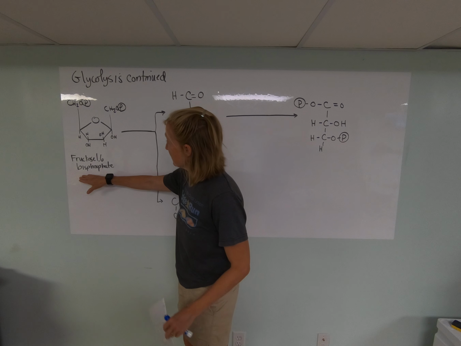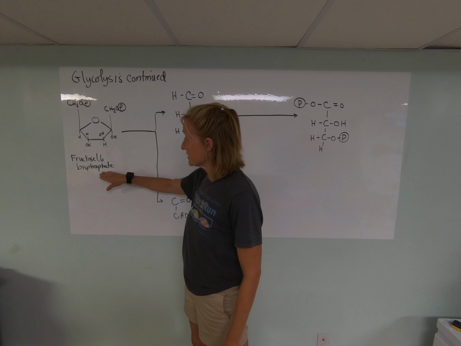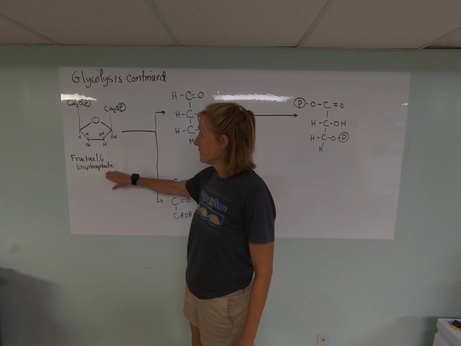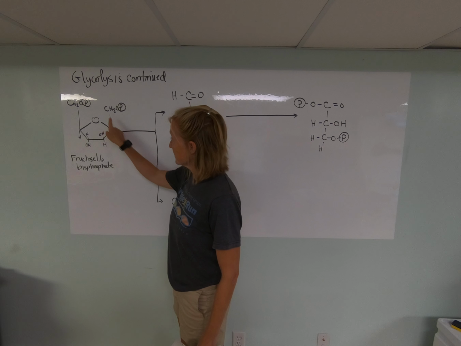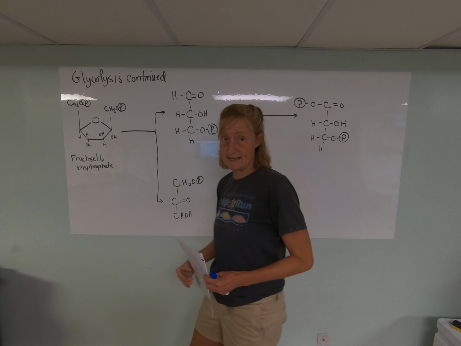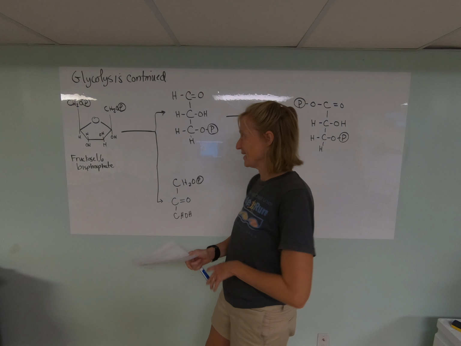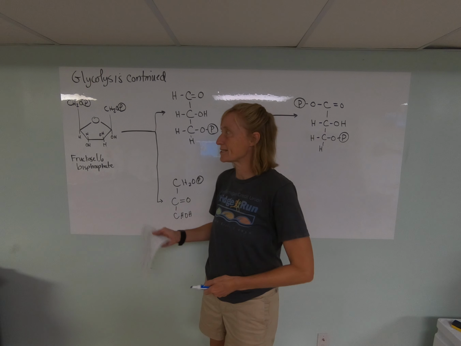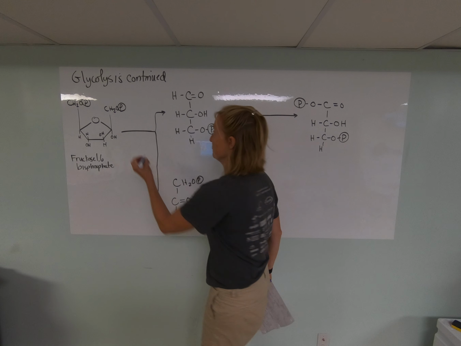And now we have something called fructose 1,6-bisphosphate. That's where we are. We have a 6-carbon molecule with 2 phosphates attached. We haven't made any ATP. We haven't seen any redox reactions yet, but we're going to see what happens in step 4.